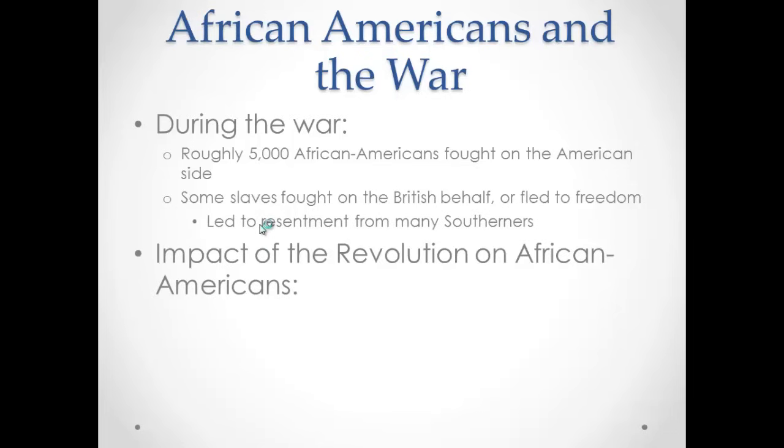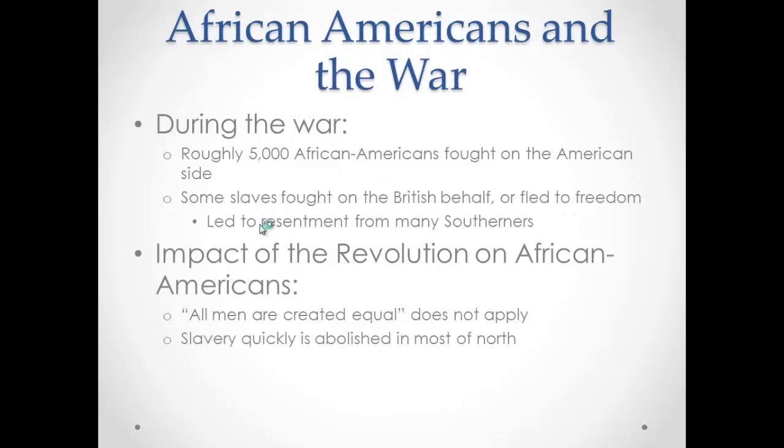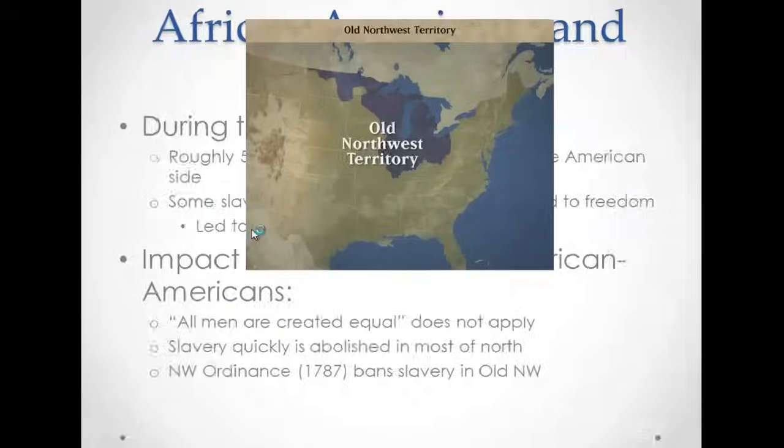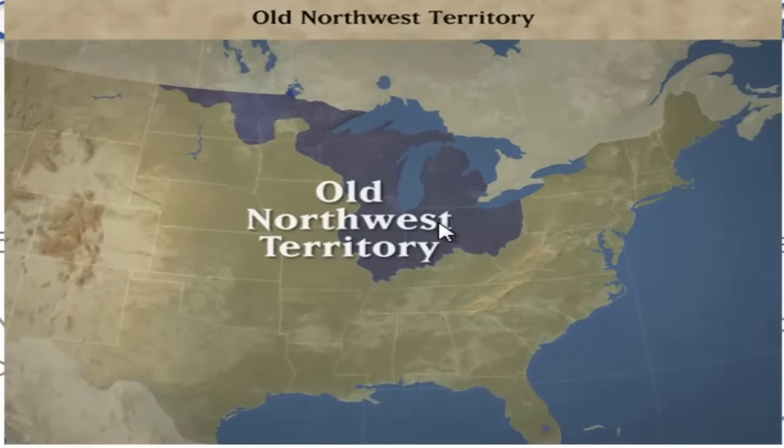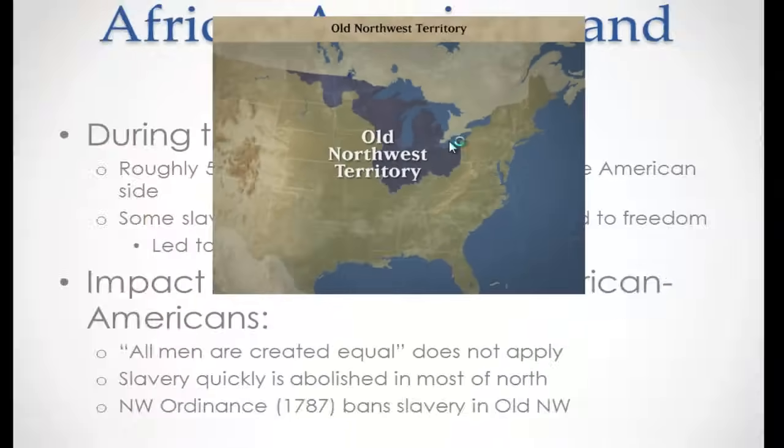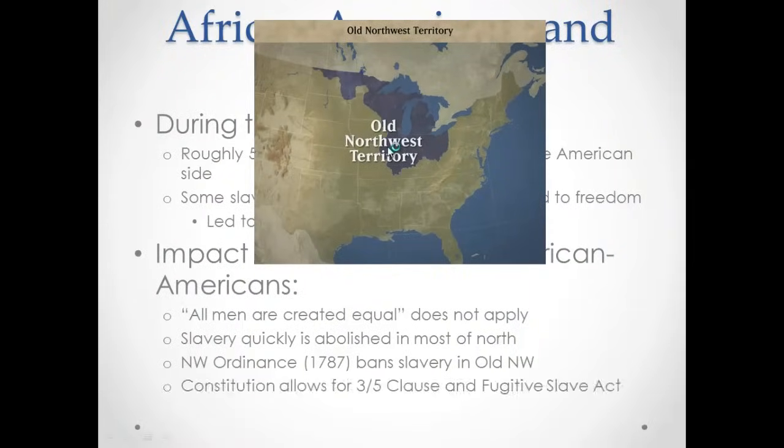The impact of the Revolution on African Americans: this idea that all men are created equal does not apply. Just like women, you'll see that African Americans do not really gain anything after the Revolutionary War. However, slavery is quickly abolished in most of the North, and in particular, we have the Northwest Ordinance of 1787, which is this old Northwest territory here. Slavery is banned there. That's one of the few positives of the Articles of Confederation. So be familiar with the Northwest Ordinance.